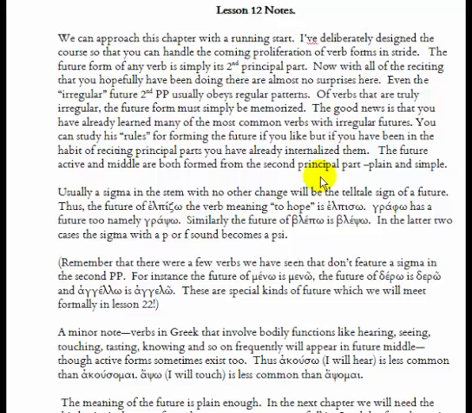So meno, meneis, menei, menoumen, meneite, menousin. So in other words, you still tell the difference between the future and the present by the shift of the accent.